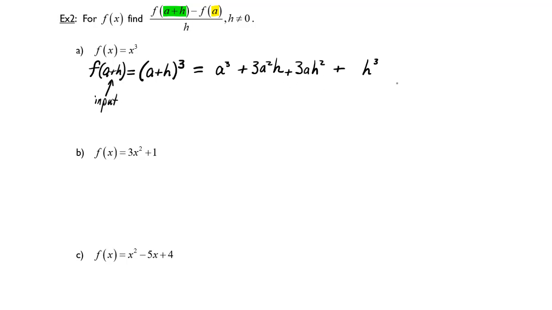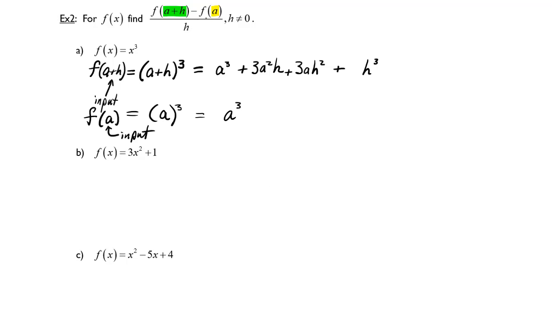I'm not going to FOIL that out here on the video. It's just going to be too time consuming. But that is what I get. So now I'm going to find f of a. Now a is my input or my domain. And so wherever there was an x in the original function, I'm substituting an a in its place. And that just gives me an a cubed.